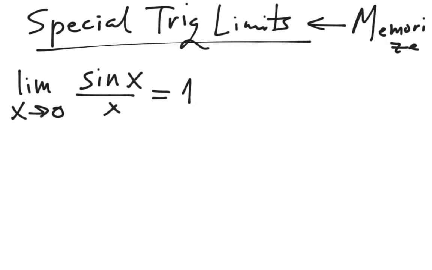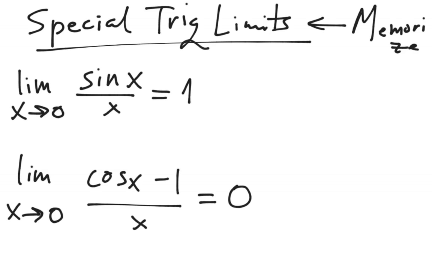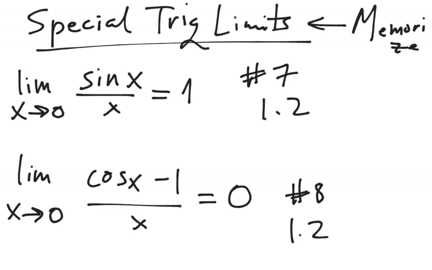And then the other one is this, that the limit as x approaches 0 of cosine x minus 1 over x equals 0. Again, this was also in that old assignment. This, I believe, was number 7 from section 1.2, and this one was number 8 from section 1.2. So if you want to go back and look at those t-charts to convince yourself that those limits are in fact 1 and 0, great, go ahead and do that.